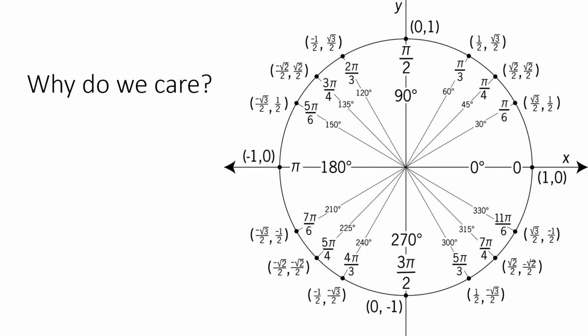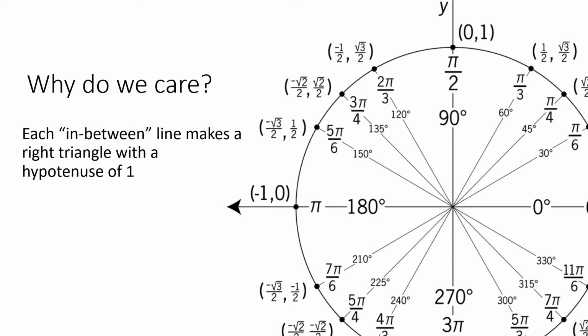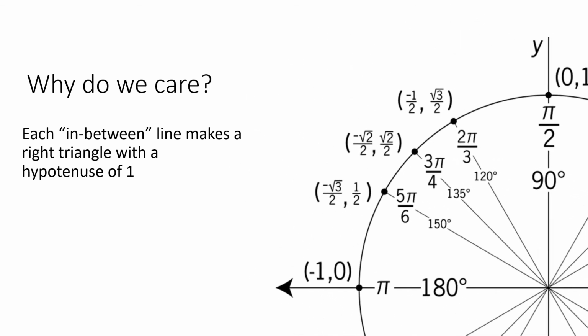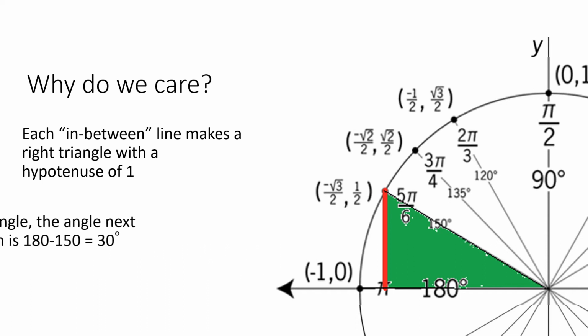So why do we care about the unit circle? You might be asking. That may be one of the things you wrote down that you wondered. And one thing that you might have noticed is that for each of these lines, each of these angles here, these special points, you could make a right triangle, like I have in green here, just by drawing a line straight down. And each in-between line makes a right triangle with a hypotenuse of 1.